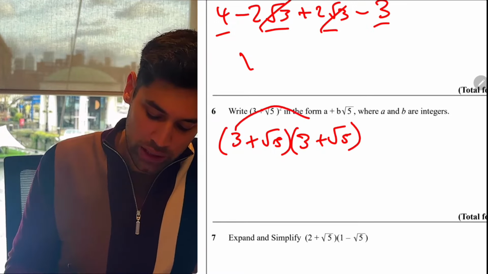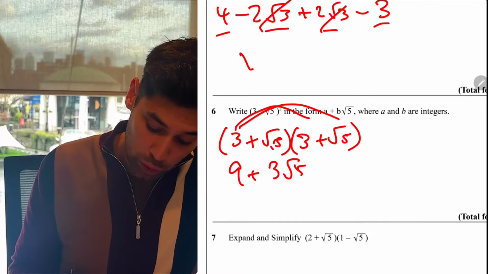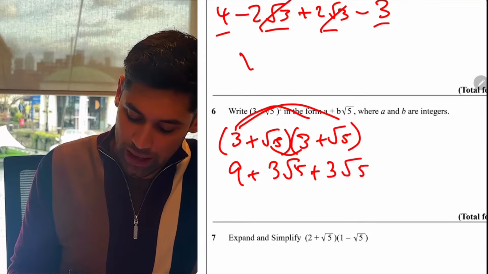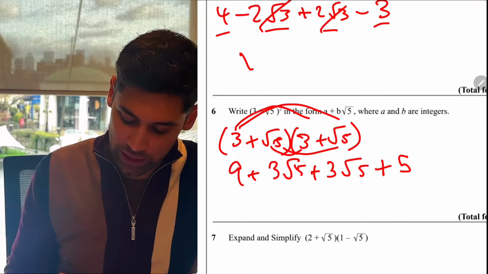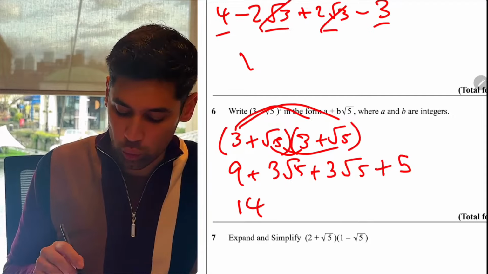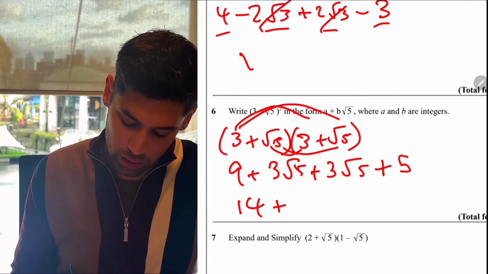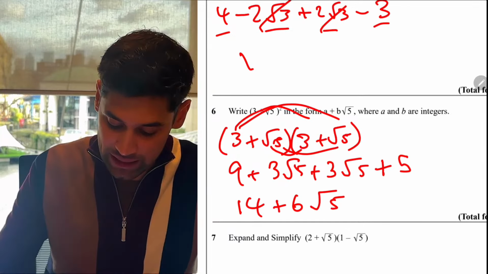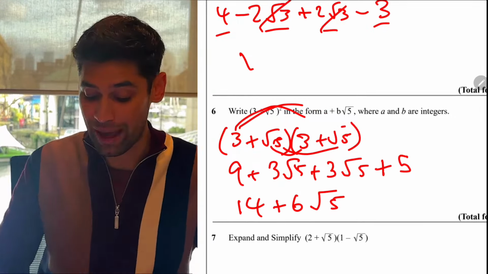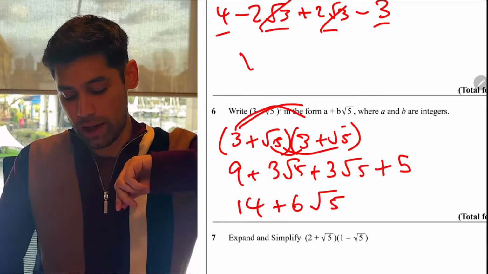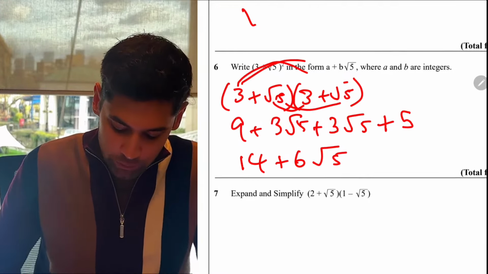So we can do 3 times 3 is 9, 3 times root 5 is plus 3 root 5, root 5 times 3 is another plus 3 root 5, and root 5 times root 5 is root 25, which is 5. Then we collect like terms: 9 plus the 5 is 14, 3 root 5 plus 3 root 5 is 6 root 5. And that is it. As we can see from the question, give your answer in the form a plus b root 5, where a and b are integers, whole numbers again. The a is obviously 14 and the b is obviously 6. So yeah, that's that one.